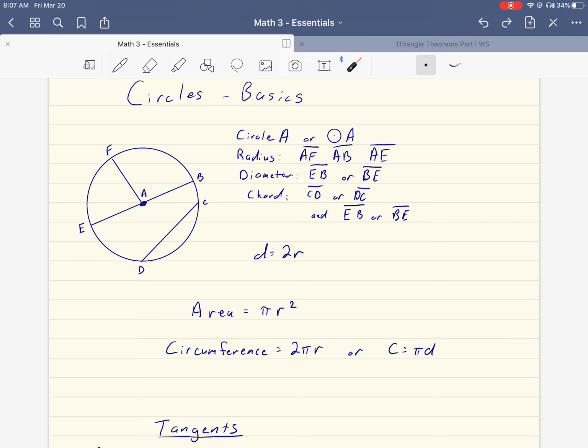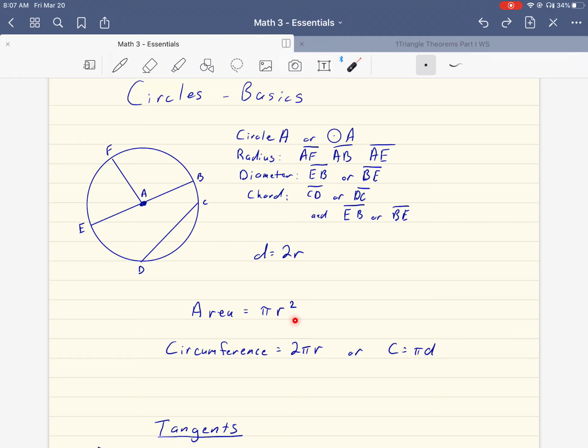Chords. A chord is a segment that goes from side to side but does not have to go through the center, but it can. So chords, we have CD and EB. Okay. Remember, my diameter equals 2 times my radius. Okay, because there's radius. Together, those 2 radii make my diameter.